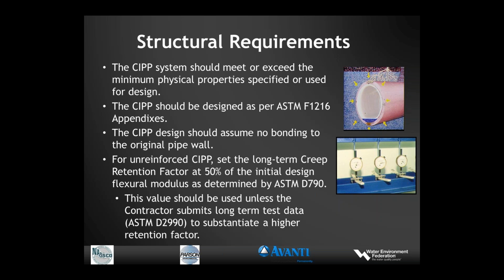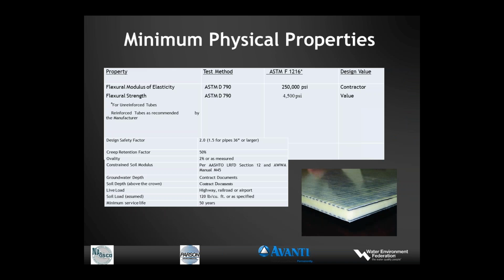There on the right you see a test setup for ASTM D2990. You see the little test bars of the material on a test jig with weights hung from each one of those and dial gauges where the deflection is measured at set points over 10,000 hours, and that can be projected to 50 or 100 years to determine the retention factor at those time periods.